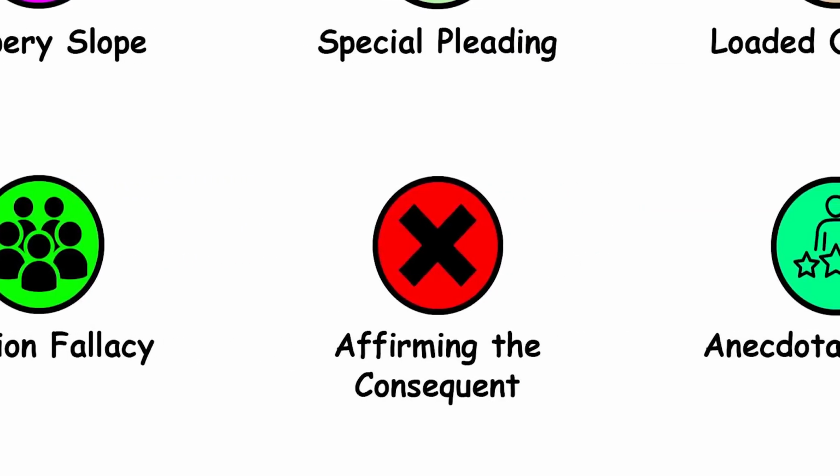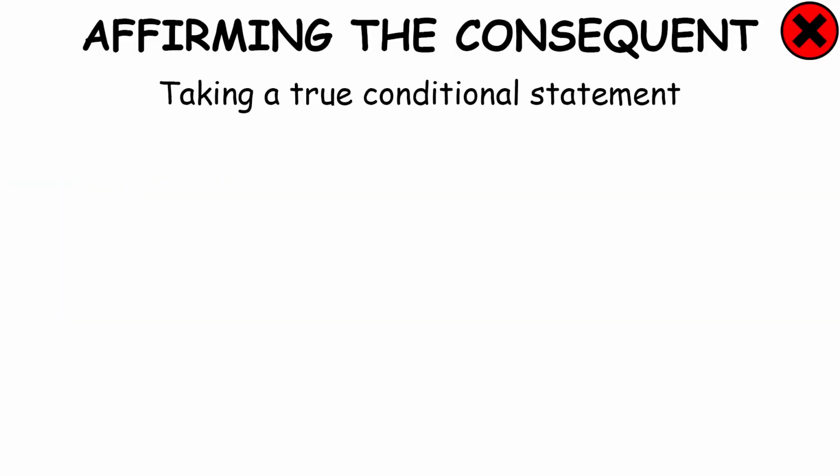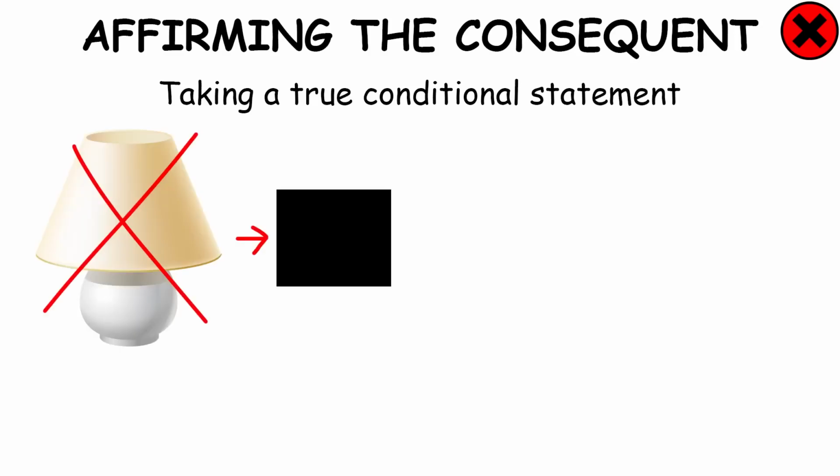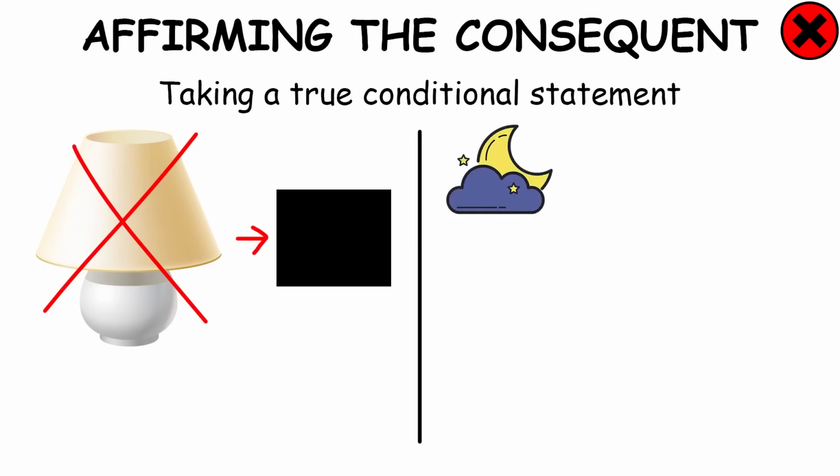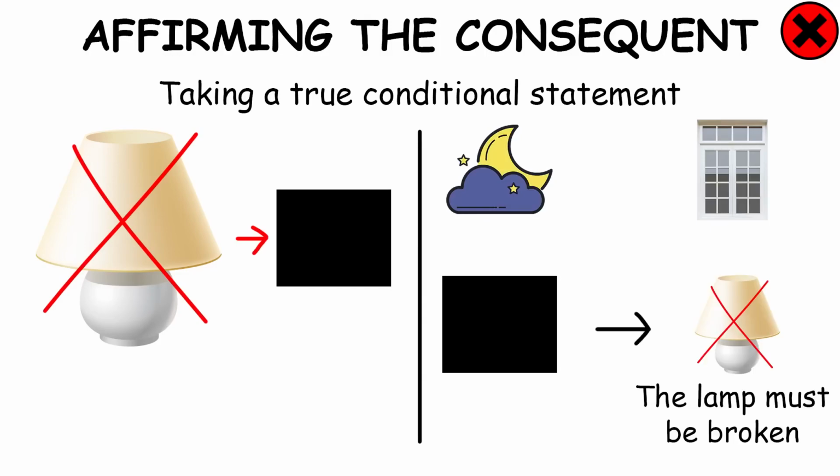Affirming the consequent. Affirming the consequent is the fallacy of taking a true conditional statement, such as, if the lamp were broken, then the room would be dark, under certain assumptions like it is nighttime and the windows are closed, and invalidly inferring its converse, the room is dark so the lamp must be broken.